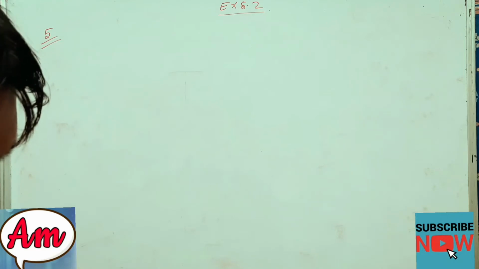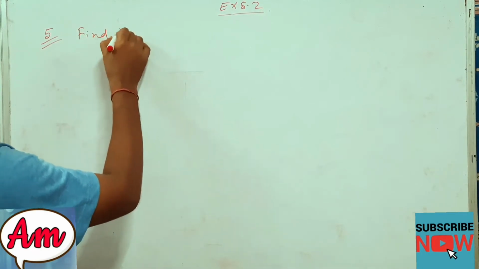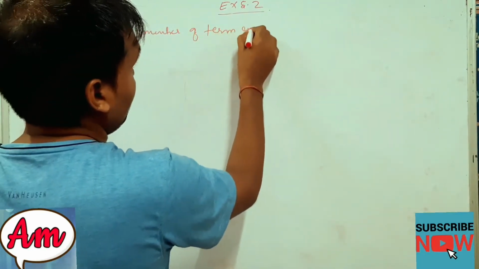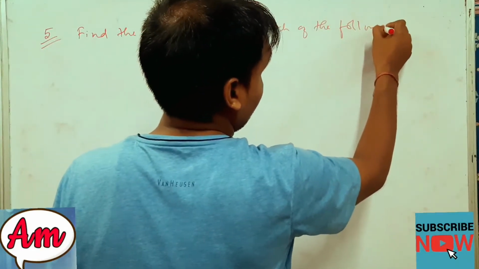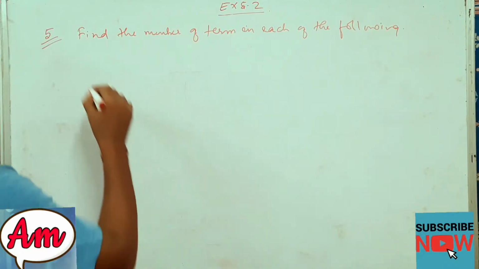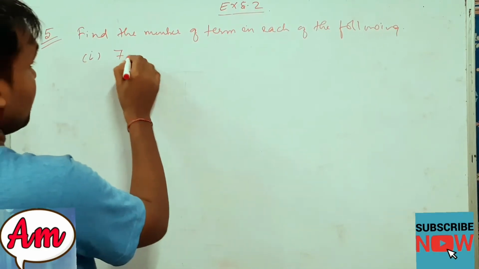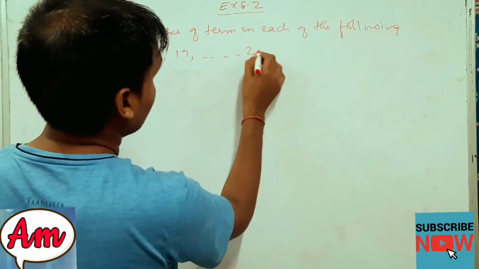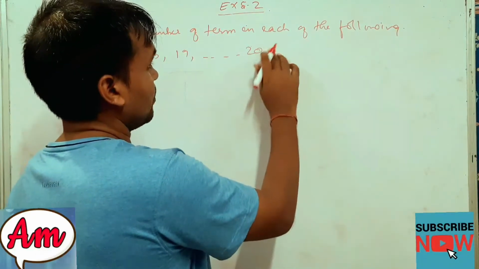So the next question is, find the number of terms in each of the following APs. So that means they have given one or two APs, and we have to find out the number of terms. The first AP they have given is 7, 13, 19, dash, to 205.